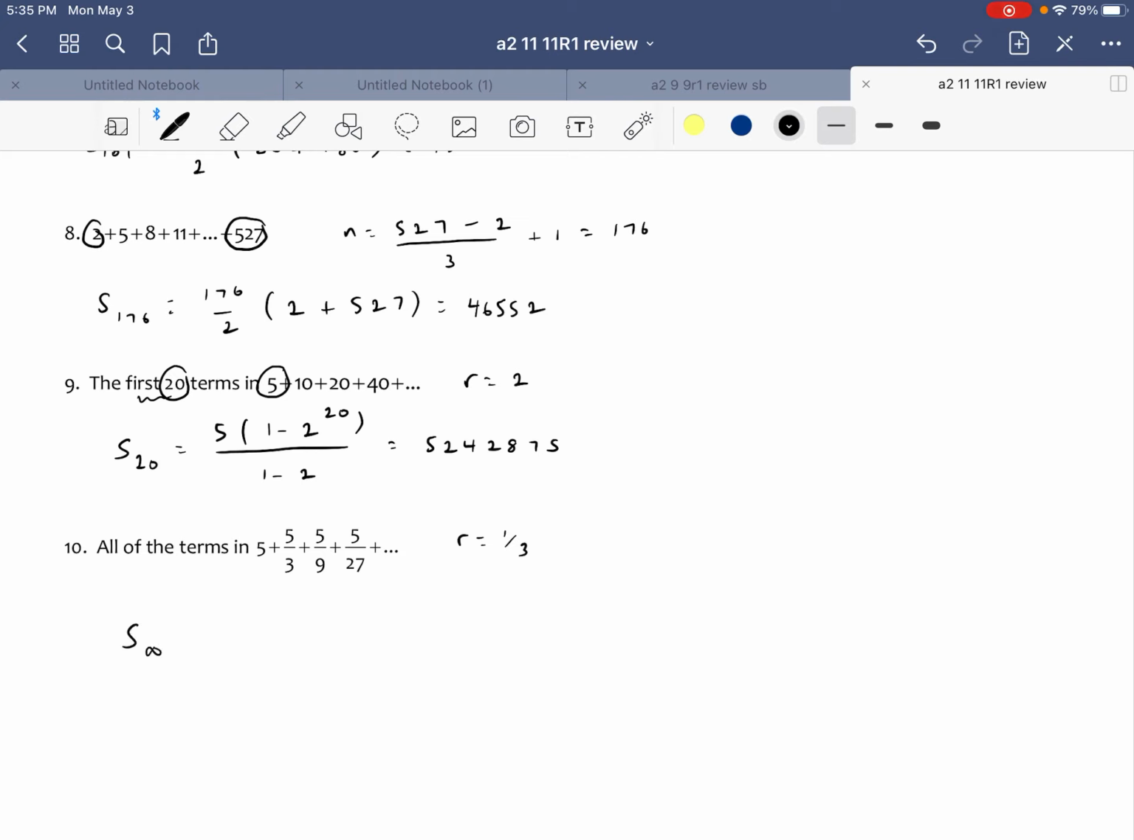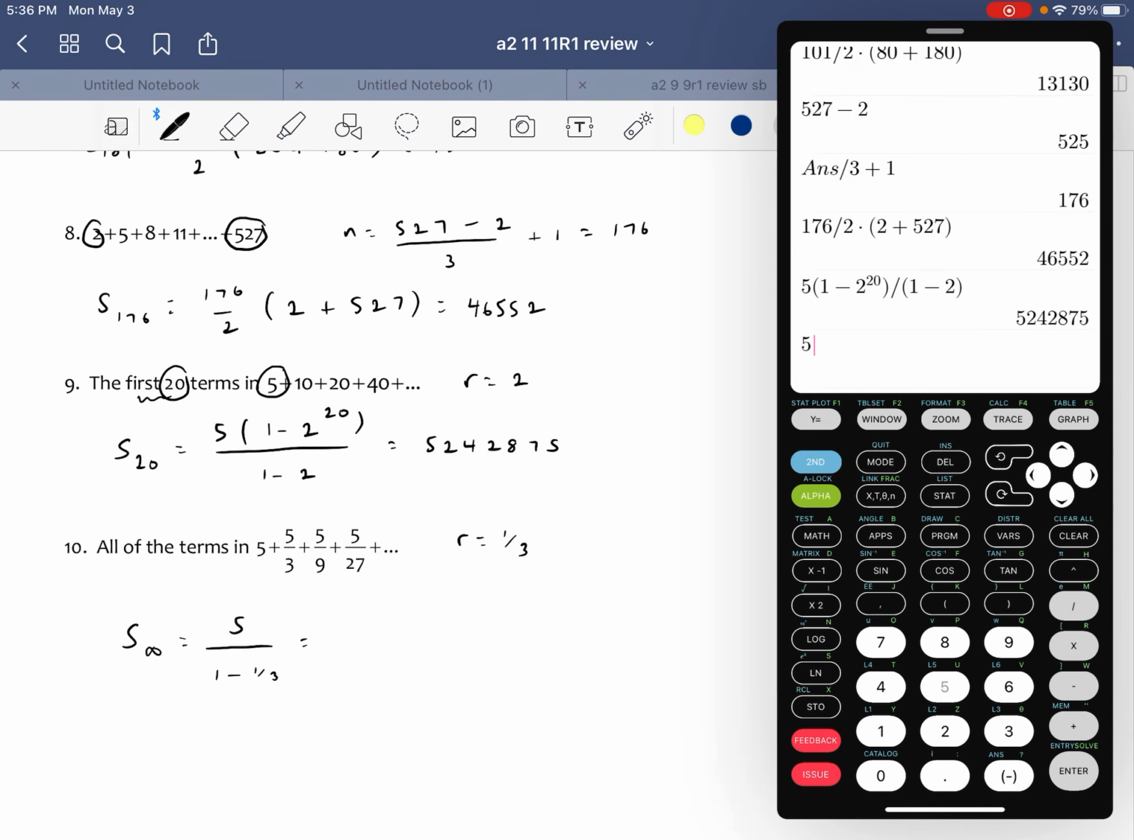So the sum of all of these terms, here's your formula for that. You want your first term divided by 1 minus the ratio. If 1/3 can be turned into a nice decimal, I would do that, but you can't turn 1/3 into a nice decimal. So 5 divided by, parentheses, 7.5. I hope that helps.